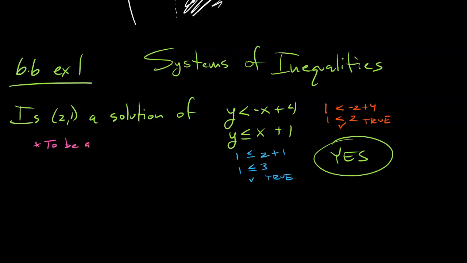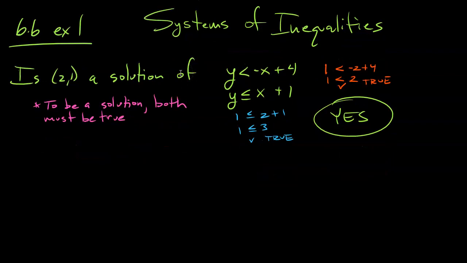So to be a solution, both must be true. If either one of them is false or no, then automatically it's not a solution. So it has to be yes for both to be yes. I mean, that's basically going to be the only difference from the ones we just did like 5 minutes ago. And then getting to the ones that are going to take up most of our time today is graphing systems of equations.